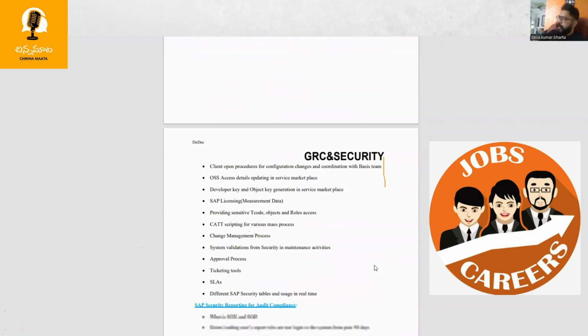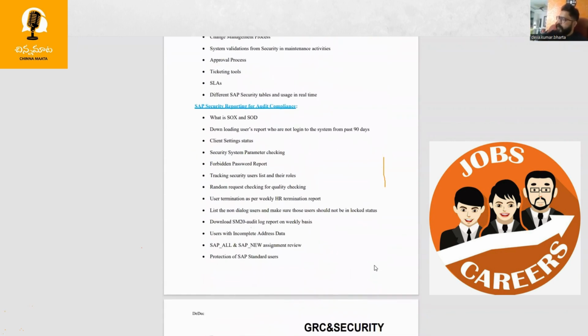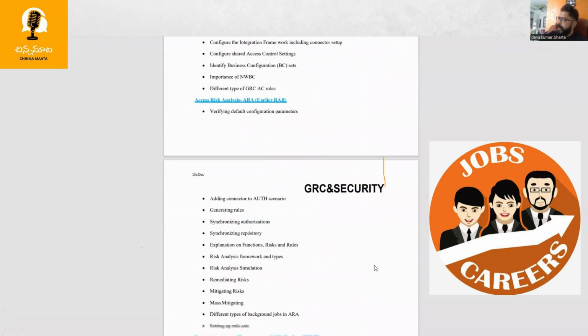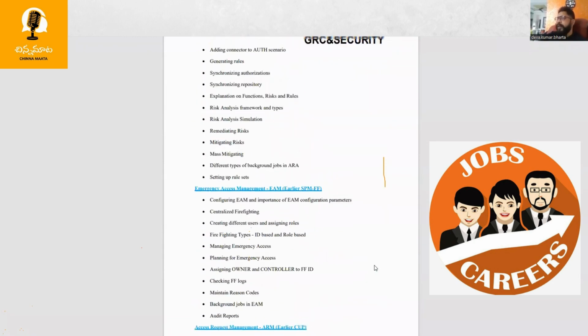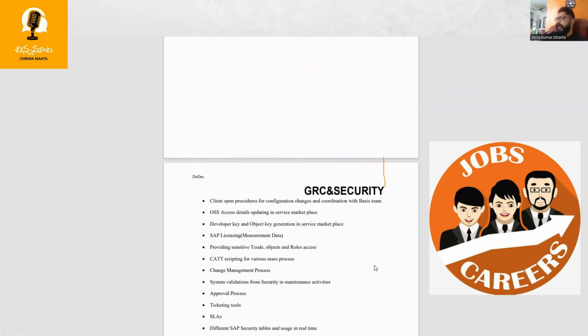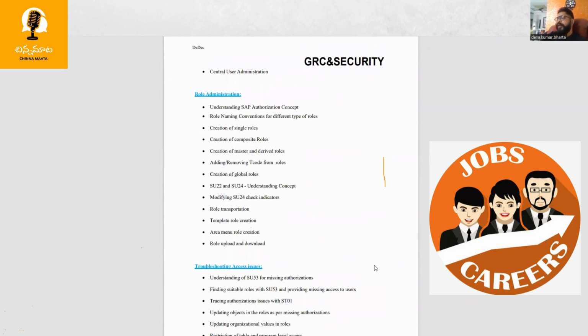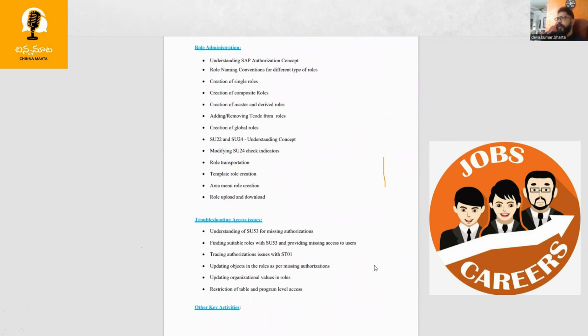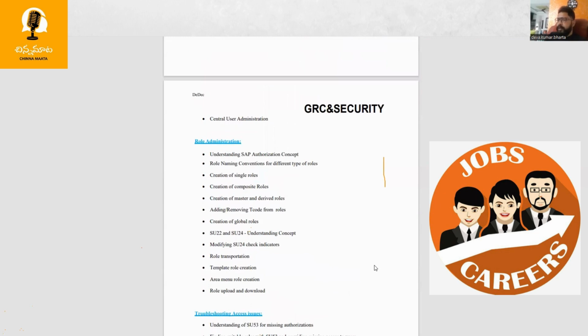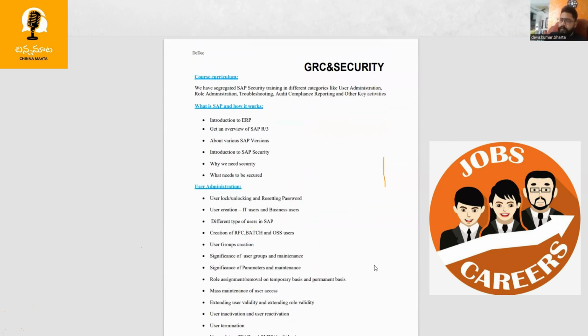See, scripting is required, and we will be using some scripts. When you create a user, you will be creating the user's first name, last name, email ID, and initial password, and also the user group, and the roles we have to assign. For one user, you have to follow this many steps.